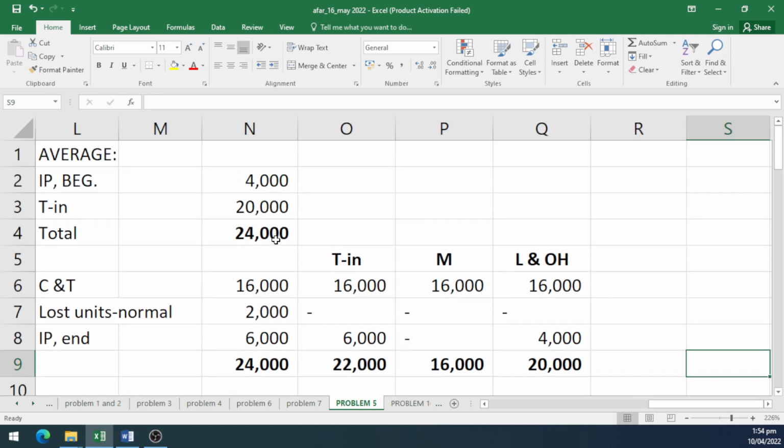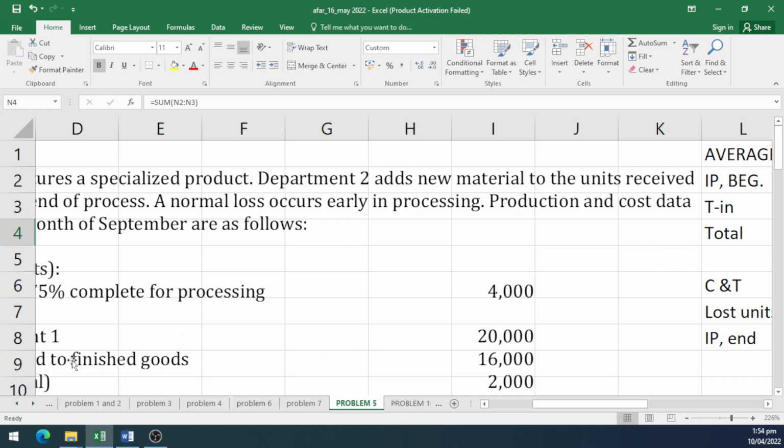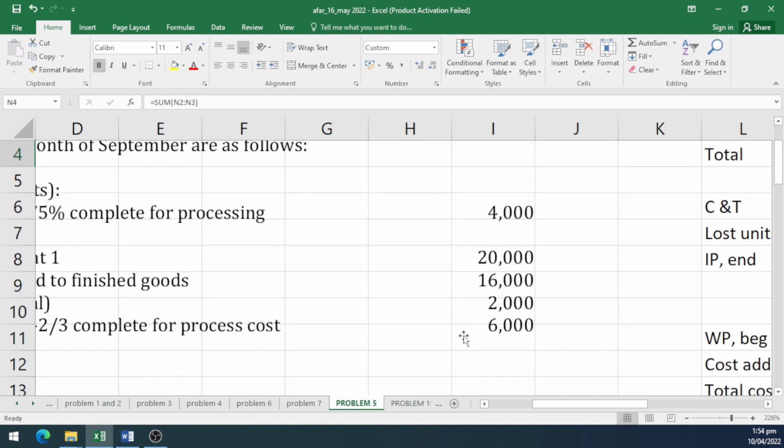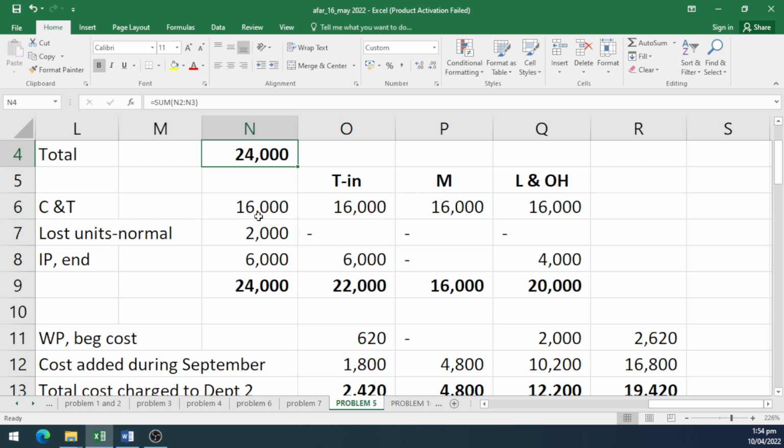We summarize the physical flow of units first. Average method, IP beginning, 4,000, transferred in, or received from Department 1, 20,000. Total units placed in process, 24,000. Completed and transferred, 16,000. Ito po yan, class, ha? Ayan, completed to finish goods, 16. Then 2,000 lost units. Then ending is 6,000. Balik po tayo. So 16 completed and transferred, 2,000 lost units, 6,000 ending, total units as accounted, 24,000.